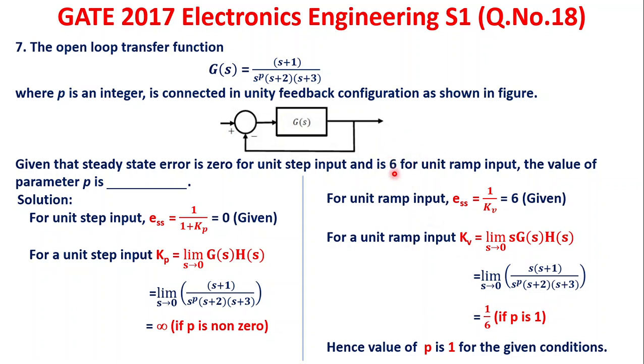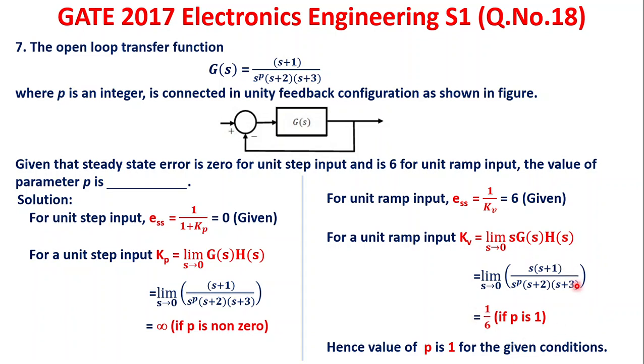They have given the steady state error as 6, I'm sorry. Steady state error is 6 means that is 1 by Kv equals 6, so what is Kv? It should be 1 by 6. So if it has to be 1 by 6, p should be 1 only. Because if you substitute p as 1, s power 1, s plus 2, s plus 3, so s cancels. So s plus 0 plus 1, 0 plus 2, 0 plus 3, 1 by 6. That is what I said.